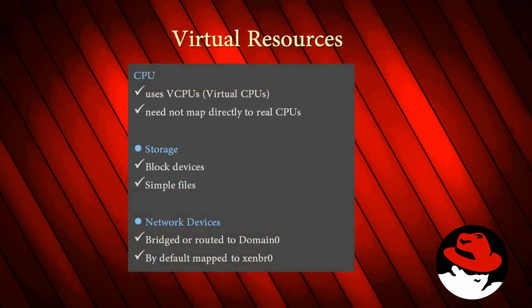The virtual resources like the CPU being used, the vCPUs in short, the virtual CPUs, need not map directly to the real CPUs. It could be an imaginary part of RAM or other fast devices. The storage is block devices or simple files. Network devices need to be bridged or routed to domain 0, by default mapped to xenbr0.